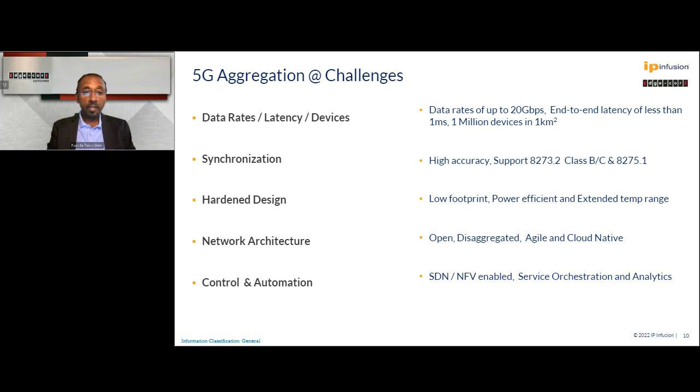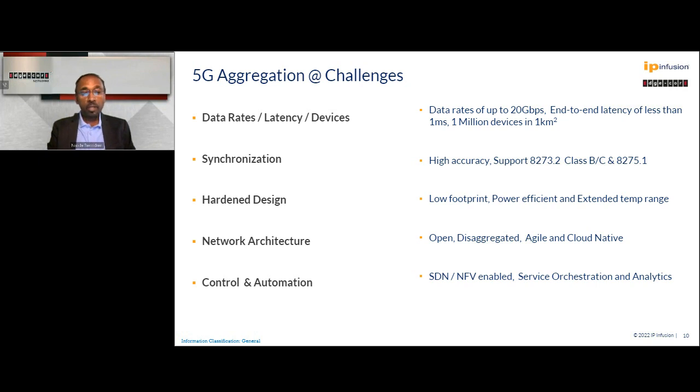And then the other vertex of the triangle, or the other direction, where 1 million devices or more need to be supported in 1 square kilometer. These are requirements stretching the aggregation networks in 3 different directions. So this is a challenge we always pose to our engineers developing these platforms.